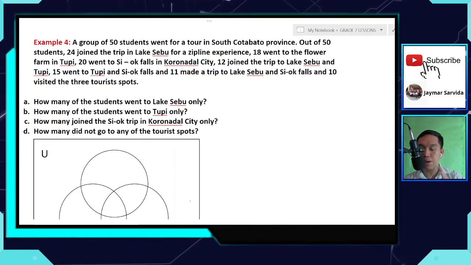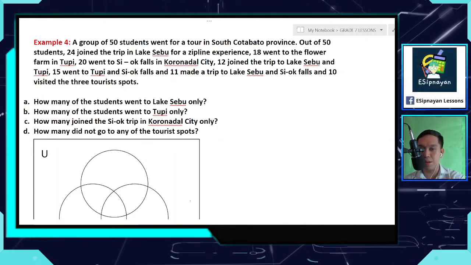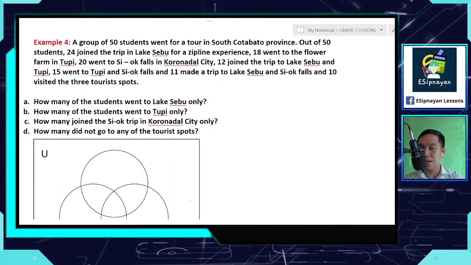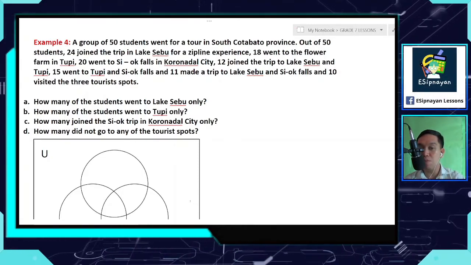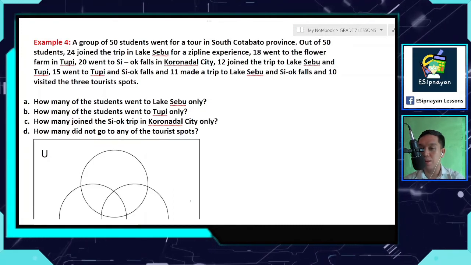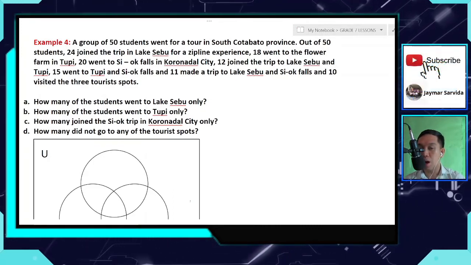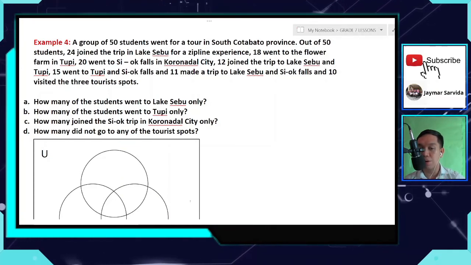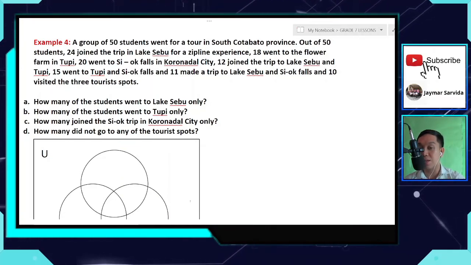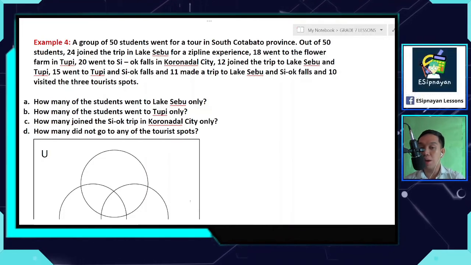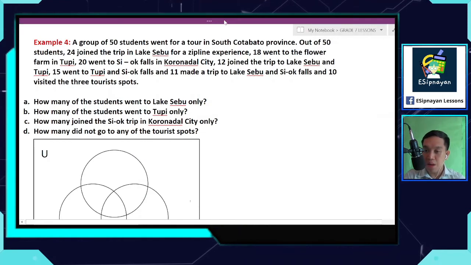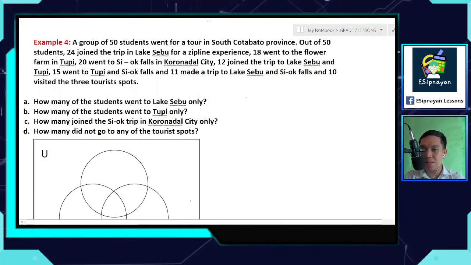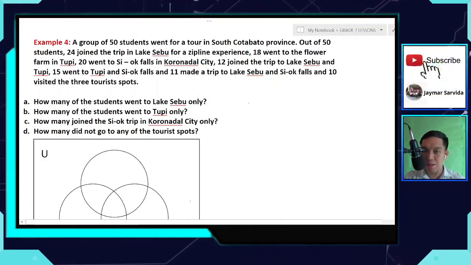So, determine natin dito kung ano yung mga given and what are being asked. So dito, yung tinatanong sa ating problem is how many of the students went to Lake Cebu only? And how many of the students went to Tupi only? And how many joined the Siok trip in Coronadal City only? And how many did not go to any of the tourist spots? Okay, so i-list down muna natin lahat ng ating mga given dito sa ating problem.